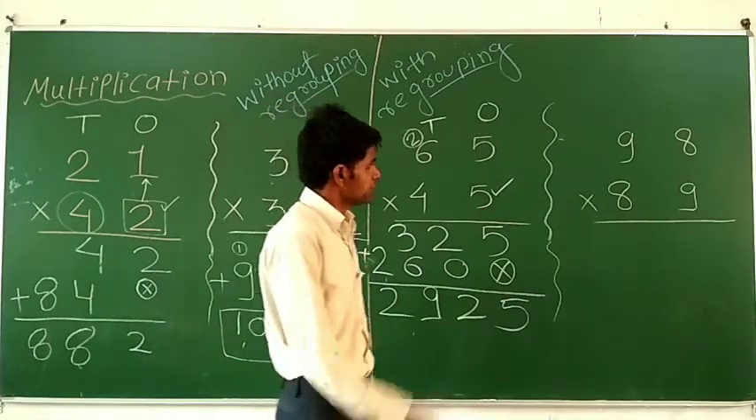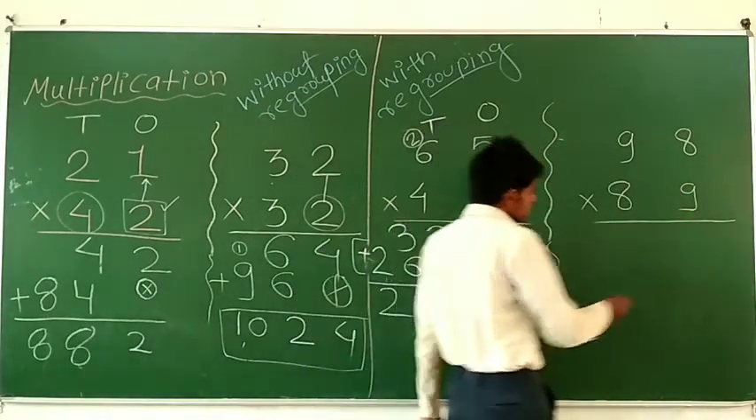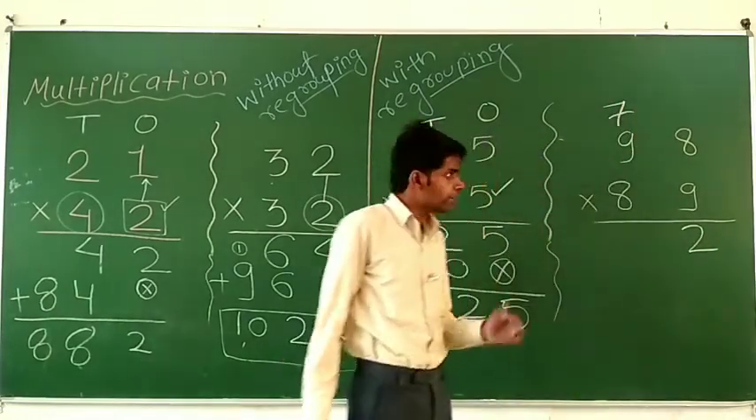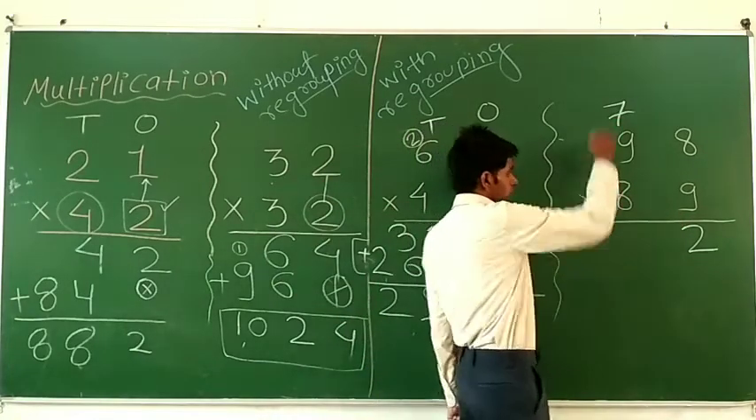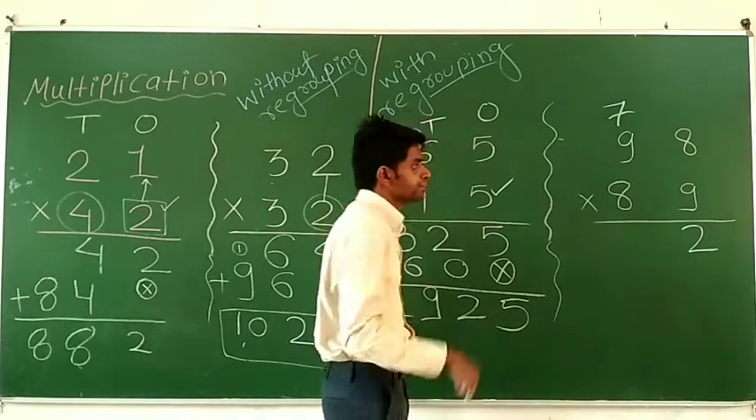Oh, it's okay. Let's take this one. 9 8s is 72. Yes. So we will write 2. Carry will be 7. Okay. So 9 9s is 81. 81 plus 7 is, yes, 88.